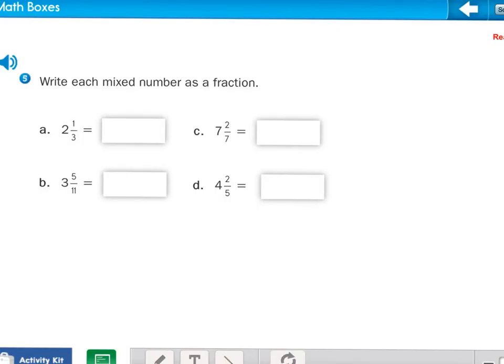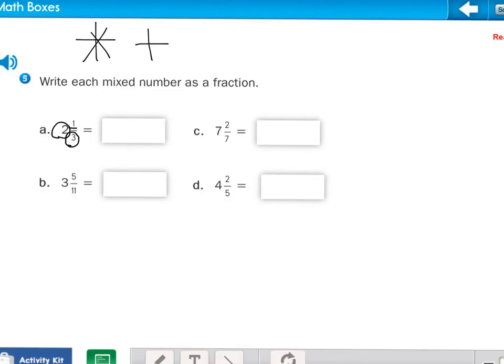Question number 5 is writing mixed numbers as fractions. We've had fractions before that we've had to change into mixed numbers. Now we're changing those mixed numbers back into a fraction. Whoops, sorry about that. And so first things first, we're going to multiply and then add. So those are the 2 steps that you need to remember for changing mixed numbers into fractions. So again, those 2 steps: multiply, then add. Your denominator will stay the same. So for this, you're multiplying your denominator times your whole number and then adding your numerator.